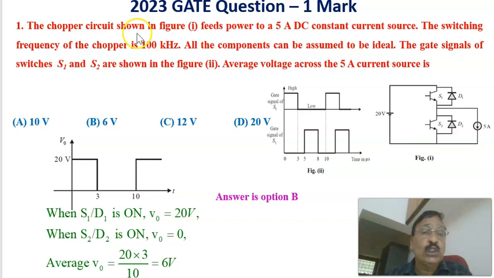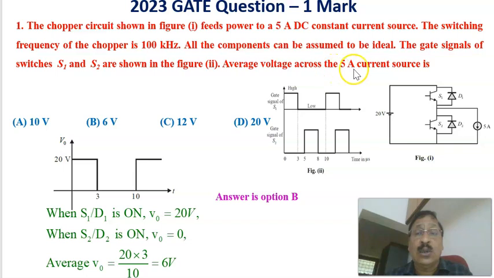Question 1. The chopper circuit shown in figure 1 feeds power to a 5 ampere DC constant current source, and the switching frequency of the chopper is 100 kilohertz. All the components can be assumed to be ideal. The gate signal of the switches S1 and S2, this is the gate signal for S1 and this is the gate signal for S2, are shown in figure 2.